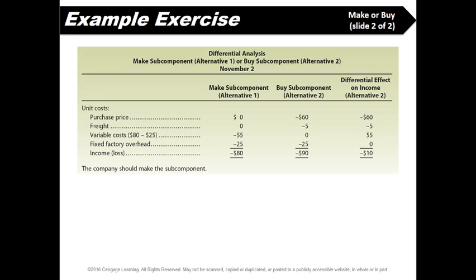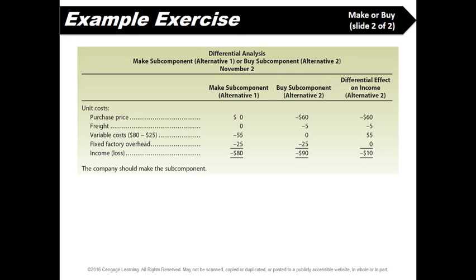So here you see where, if we make the component, we have variable costs of $55 and fixed factory overhead of $25. So it would cost us $80. If we buy it, we have to pay $60 to purchase it. We have to pay $5 in freight, and that $25 of fixed factory overhead continues to exist, resulting in an overall cash flow of $90 out. Therefore, if we were to buy the component, it would cost us an additional $10 per unit versus making it.